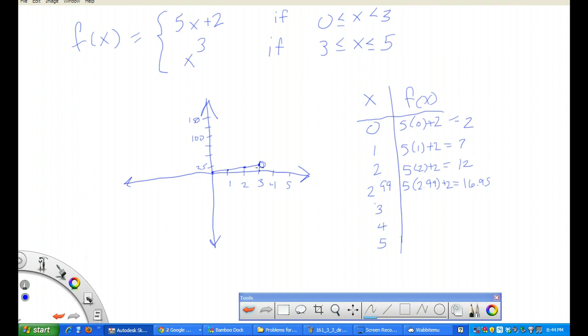Alright, now from 3 to 5 we're cubing it. So when I plug 3 into the function, it gets cubed. So 3 gets cubed, that's 27. When 4 gets cubed, that's 64. And when 5 gets cubed, that's 125. These get big really fast. These are all being cubed because they're in this region, which is the second part here. So 3 cubed is 27.